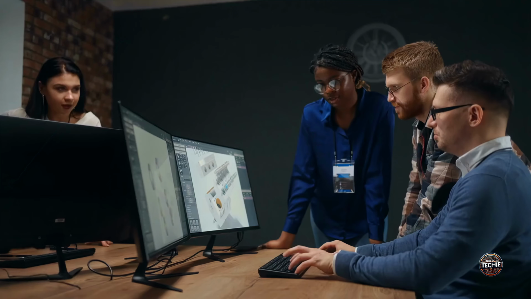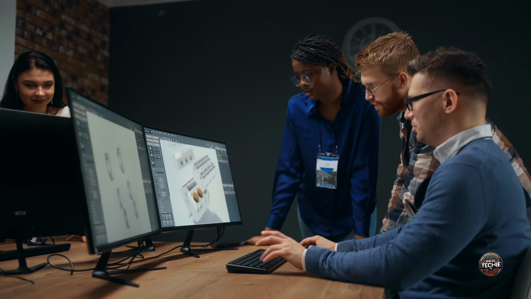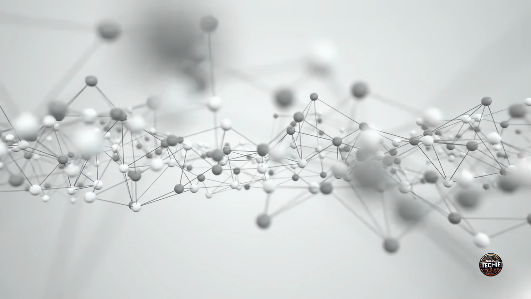In today's episode, we're diving into an intriguing application of 3D technology in scientific research. Specifically, we'll explore how 3D reconstruction plays a pivotal role in understanding complex biological processes.